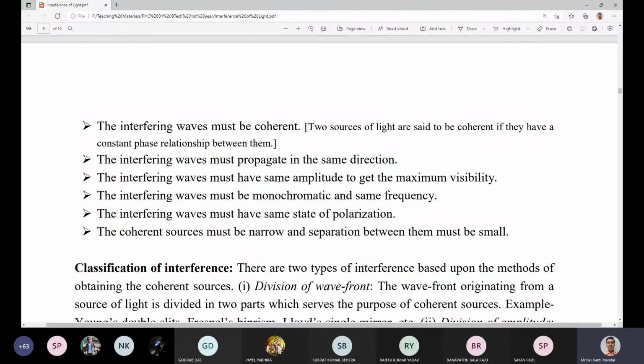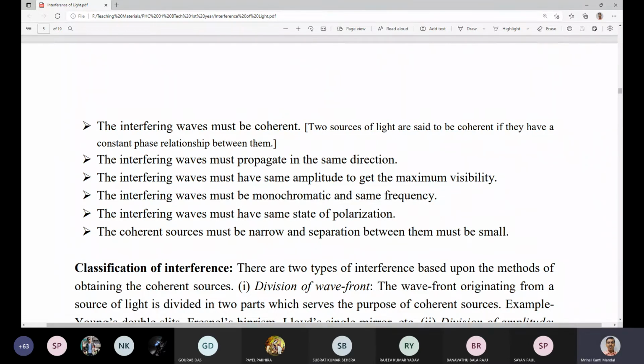What is polarization? That we will discuss later on, it is a separate chapter. But they must have the same state of polarization. The coherent sources must be narrow and the separation between them must be small.